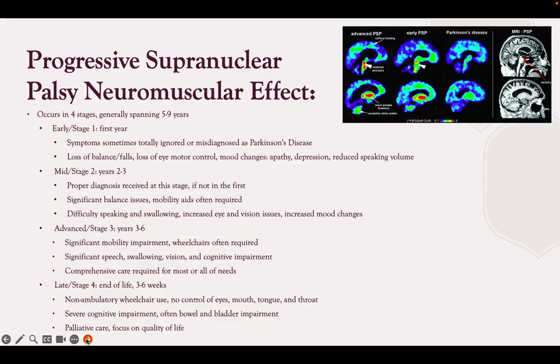Stage 4 is the final 3 to 6 weeks of life of this terminal illness. Patients are non-ambulatory and wheelchair bound. They have no motor control of the eyes, mouth, tongue, or throat muscles, resulting in rapid weight loss. Feeding tubes are common. Fall injury and infection are very dangerous. Patients have severe cognitive, bowel, and bladder impairment. Quality of life is the priority, shifting to palliative care for these patients.